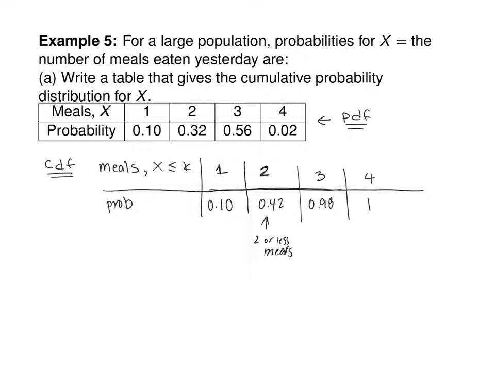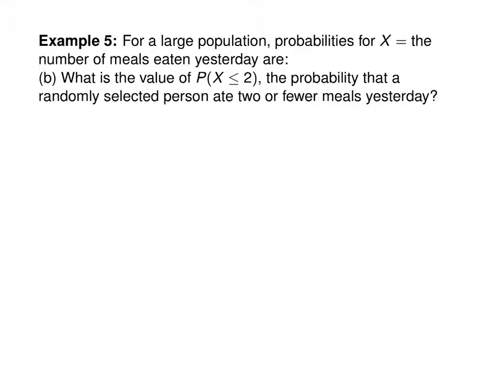Did you have a question or was it the same thing? Okay, we're good. Part B says, what is the value of P(x less than or equal to 2), the probability that a randomly selected person ate 2 or fewer meals? 0.42. Yep, 0.42.